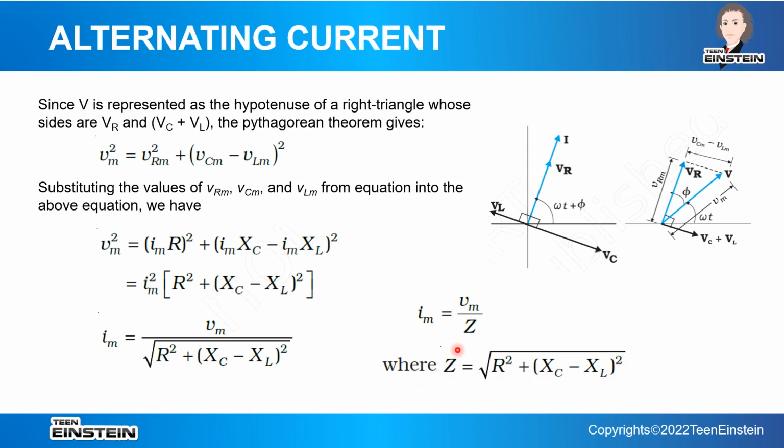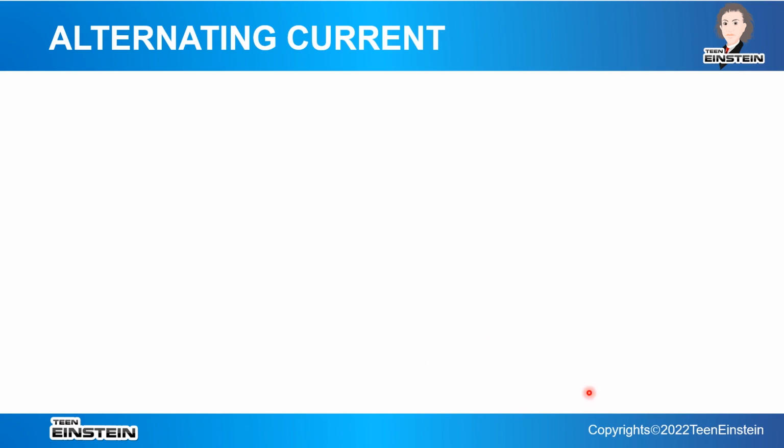Remember that this value of impedance depends on the applied frequency. How? Because Xc and XL both contain the term omega, and omega is the applied frequency. So how much resistance your circuit is giving to the current depends on the frequency of the applied voltage also. That's the beauty here, because since we are dealing with alternating current instead of direct current, we have to take into account the frequency of the applied voltage also. So Z, this is the final value of Z.